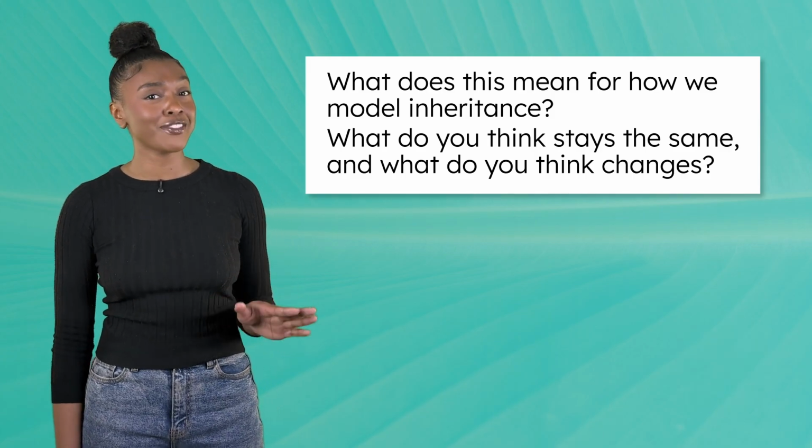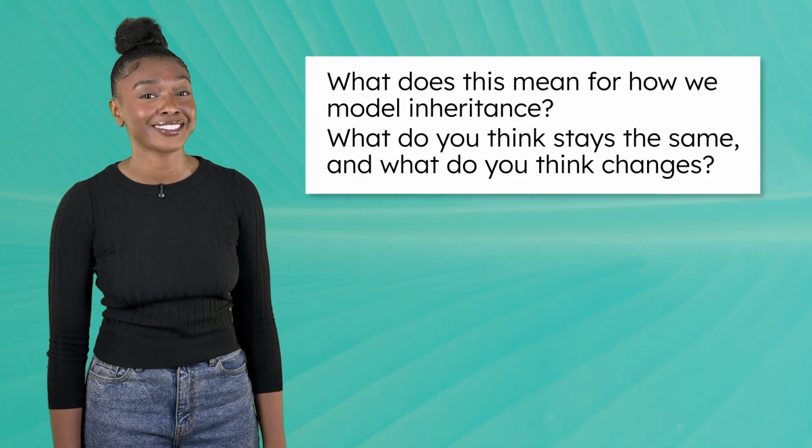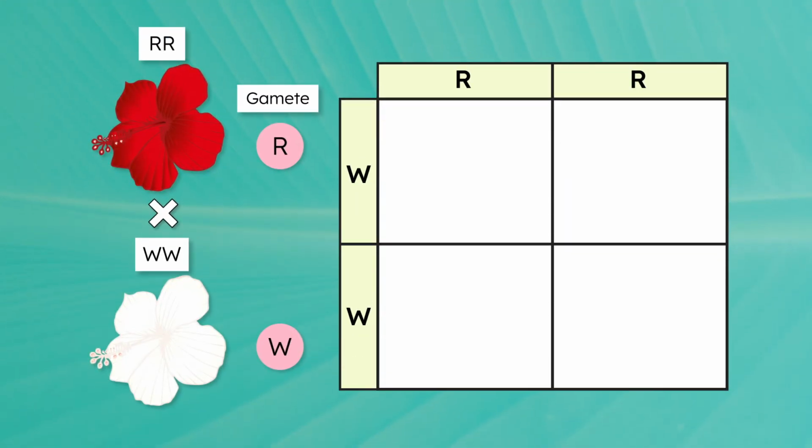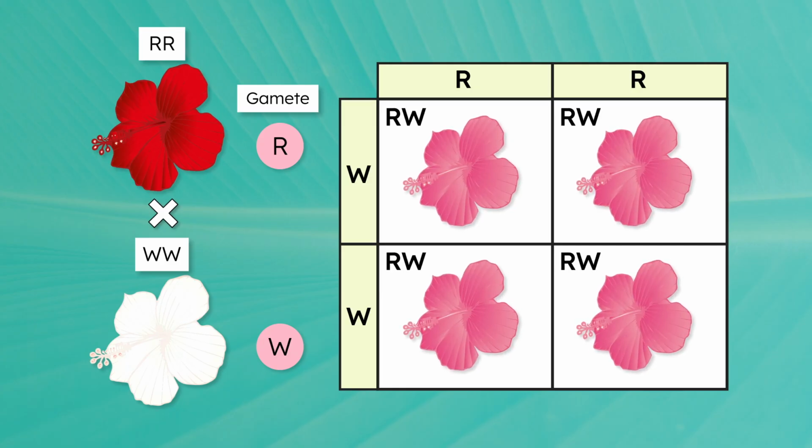Interestingly enough, most of the process stays the same. Each parent still contributes a random allele to each offspring. These alleles come together to create offspring genotypes, and we still use Punnett squares to organize our predicted results. The key difference is how the heterozygous genotype is expressed.